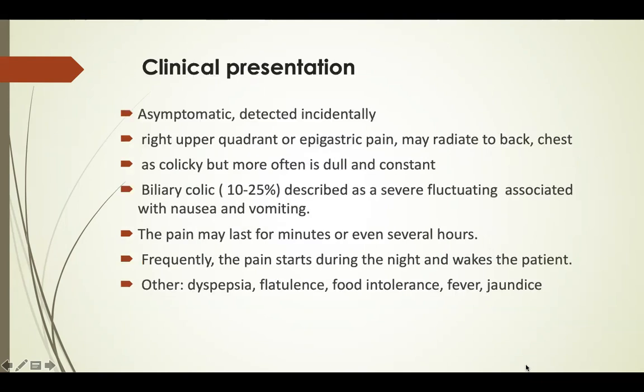Now, how does a patient present to you with pain right hypochondrium? If we talk about the gallstone, gallstones may be asymptomatic, and they're sometimes detected incidentally. Incidentally means that you do ultrasound for some other purpose and you find some stones. Typically, pains arise in right hypochondrium or in the epigastrium, and it may or may not radiate to the back, to the chest. Nature of the pain is colic type, and it's more often dull and constant.